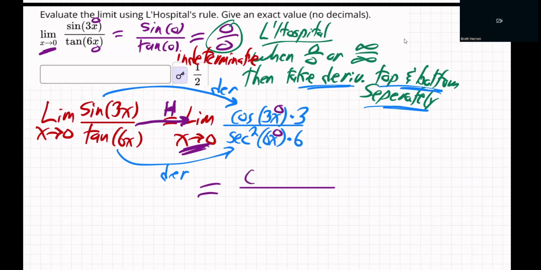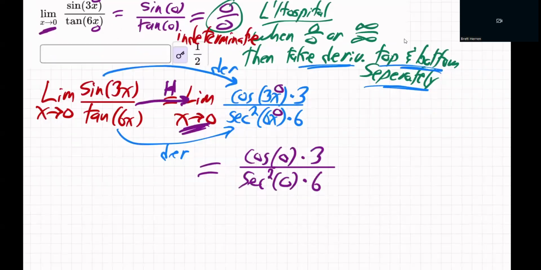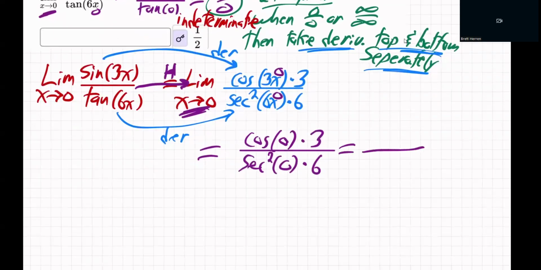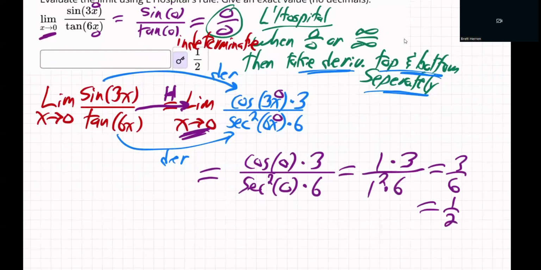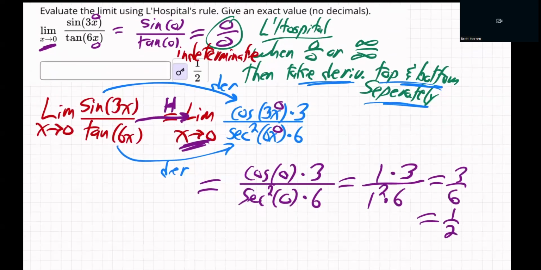Okay, this will be the cosine of 0 times 3 over the secant squared of 0 times 6. Now, what is the cosine of 0? Well, it turns out it's 1. The secant of 0 is also 1. This is 1 squared times 6. Well, that's easy. That's 3 over 6. You can leave it that way or make it a half like they did. There we go. That's L'Hopital's rule. Take the derivative of the top and the bottom separately, as long as we got 0 over 0 or infinity over infinity, which we did.